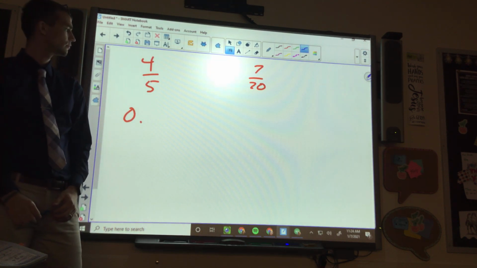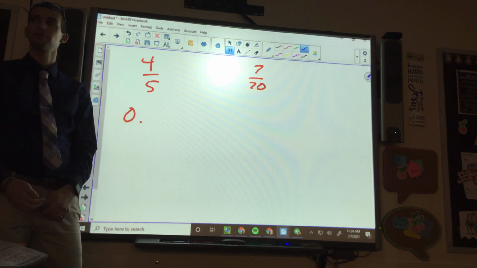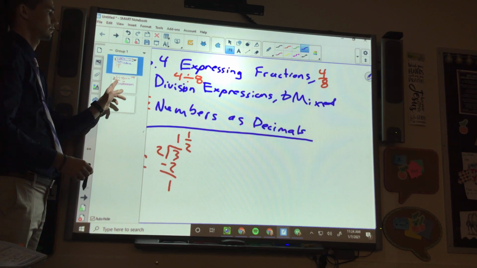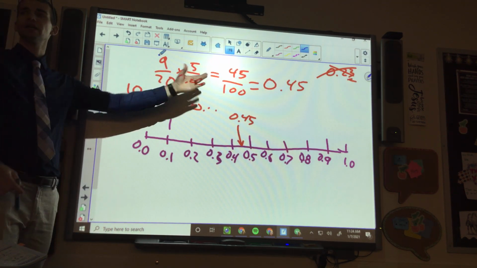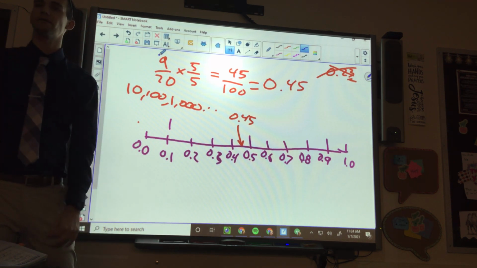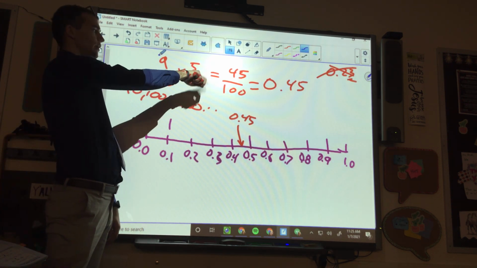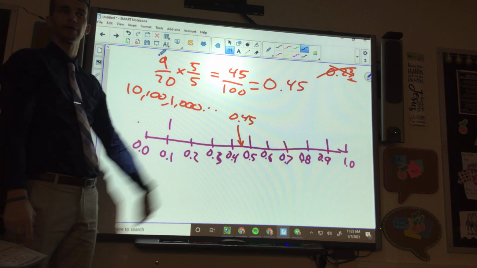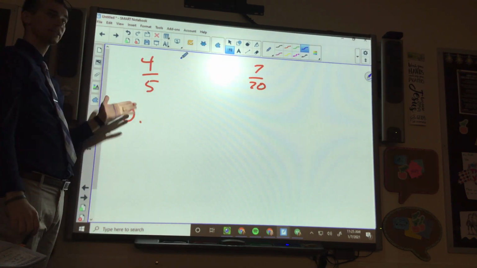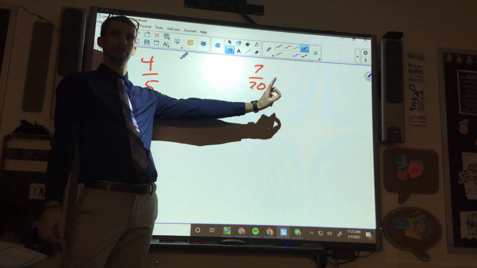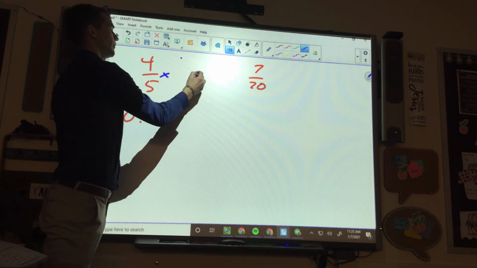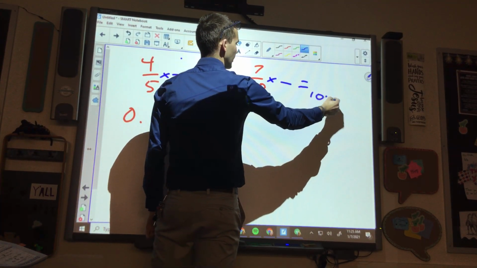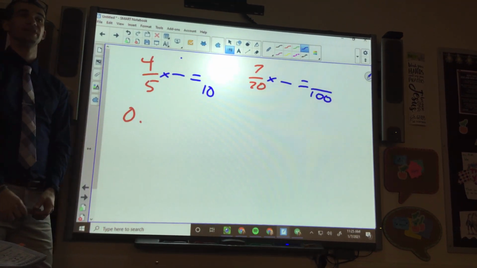Look back at the work. Right here, you have to say, am I getting the number over 100 or am I getting the number over 10? If so, what do I have to multiply by? What fraction, like 5 over 5, 3 over 3, 2 over 2, so that I can get 10 on the bottom or 100 on the bottom? One of these, you're getting 10 on the bottom, this one. The other one, you're getting 100 on the bottom, this one. And then you have to make it a decimal after that.